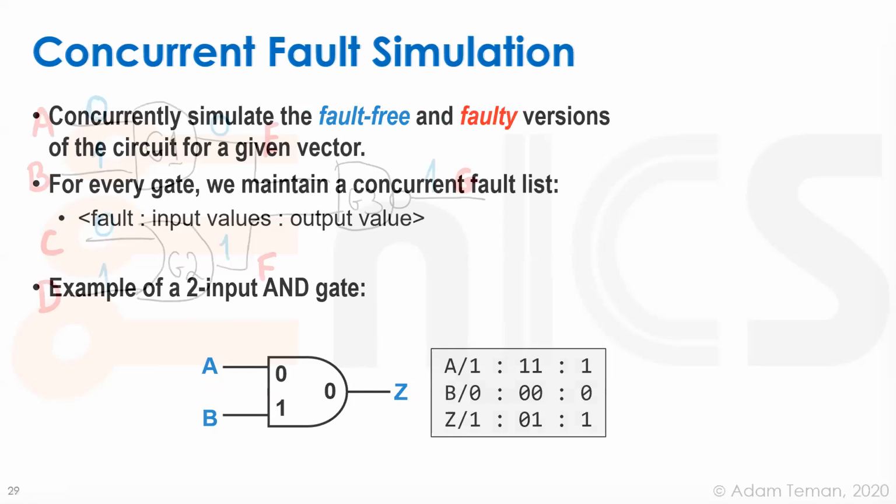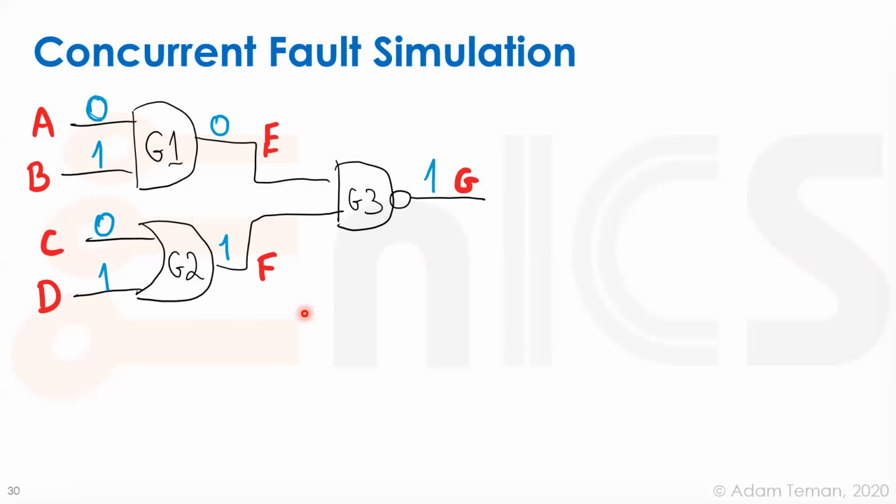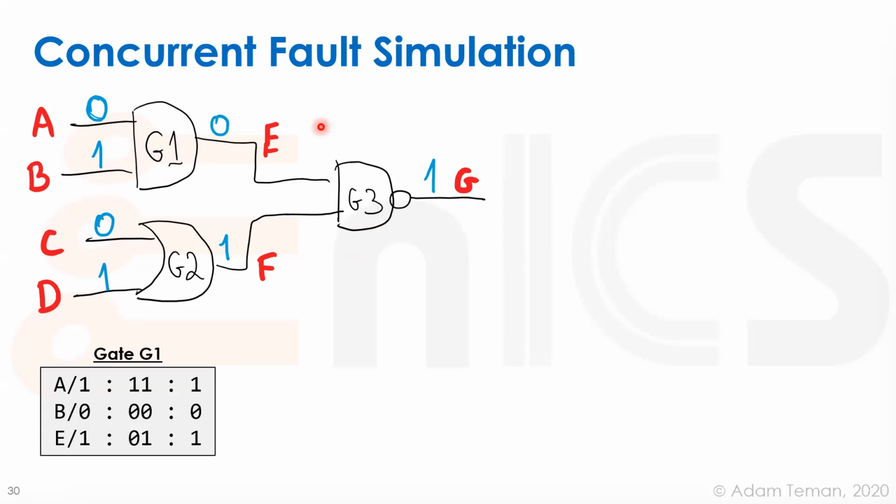Okay, so now what do we do with a bigger circuit? We have this circuit over here, and we took our test vector 0, 1, 0, 1. We propagated it through, okay? And now we're going to go for each gate and build that concurrent fault list. So for the first one, again, this is simple, and it's what we did before.